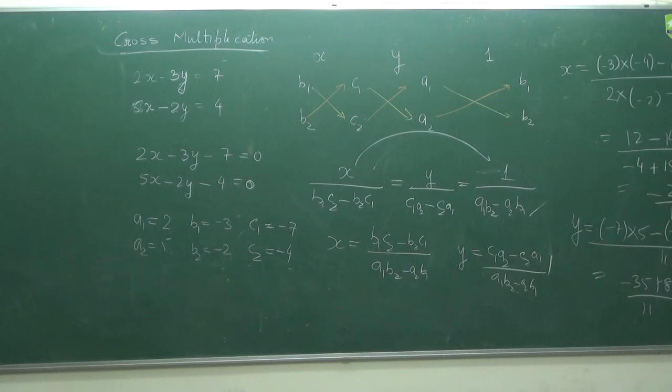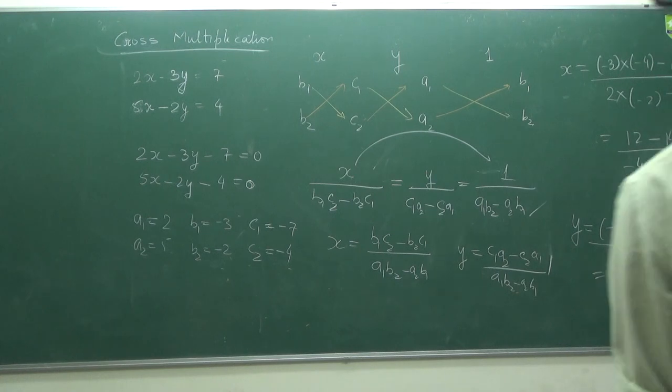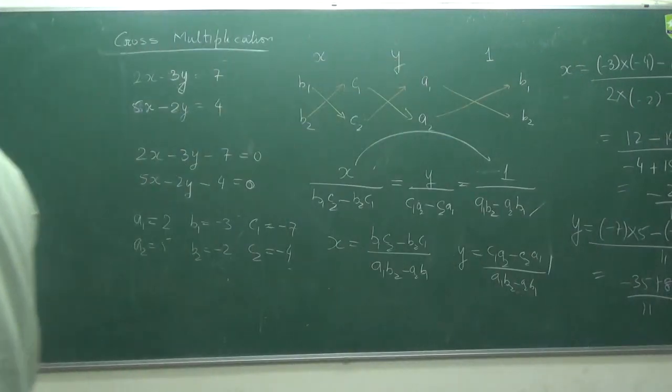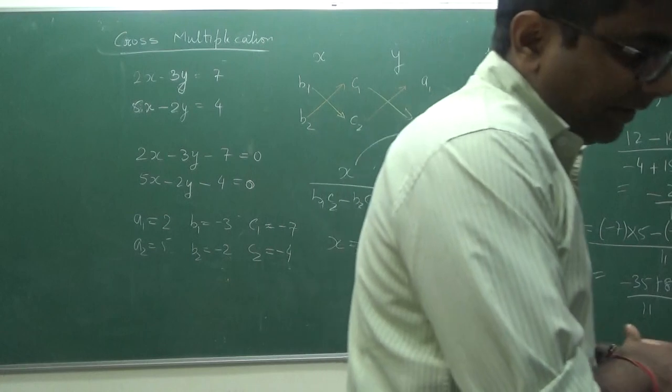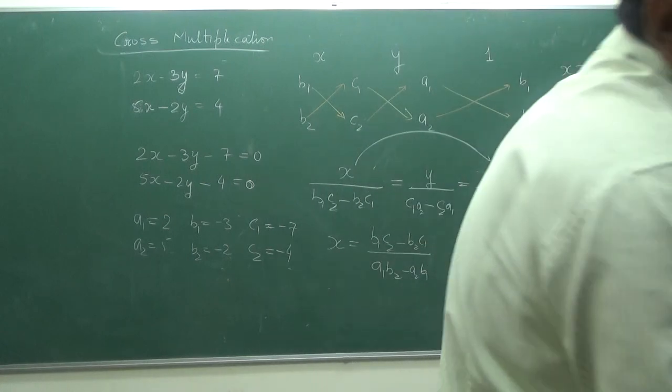Whichever method you feel like, solve. Okay. 2x plus 3y equals 7, and 6x plus 5y equals 11. Any method? Yes, any method.